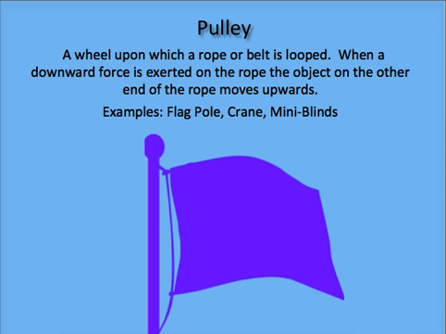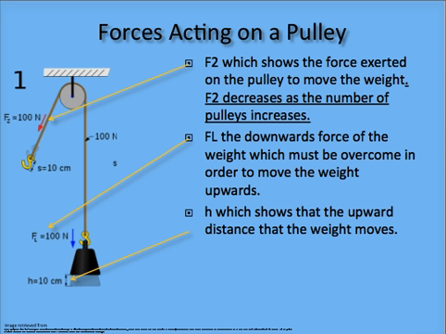A pulley is a wheel upon which a rope or a belt is looped. When the rope is pulled, the object on the other end of the rope moves. In this diagram, F2 is the rope being pulled. FL is the force of the weight pulling downwards due to gravity. And H is the distance upwards that the weight moves.